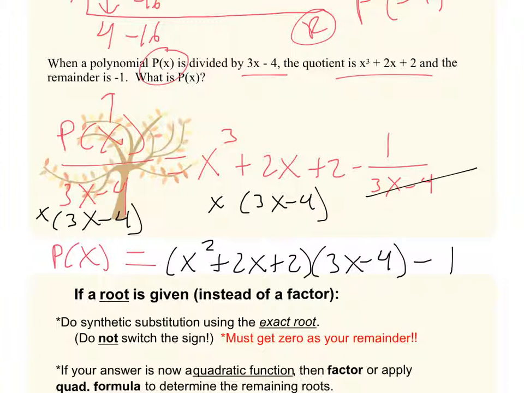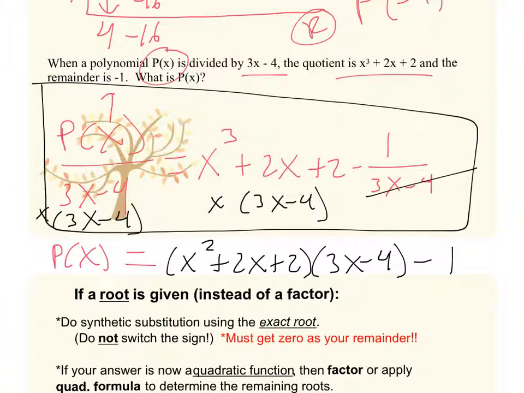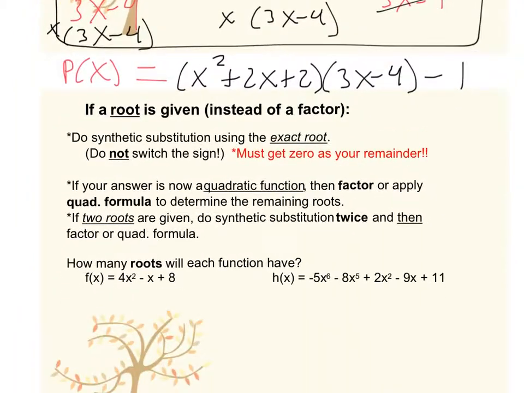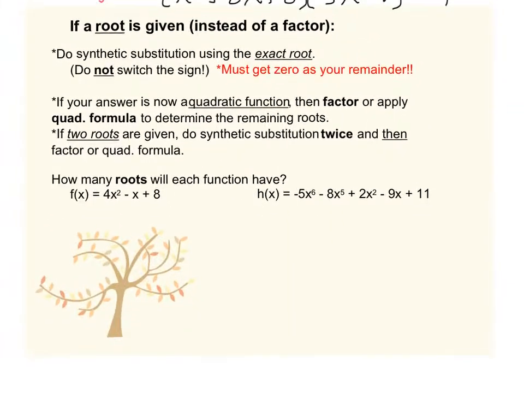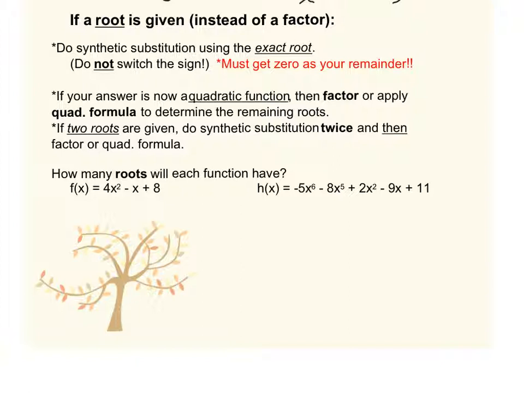To get the standard form of what that polynomial is, we just have a bunch of foiling, a bunch of distributing, and simplifying to do. The key here is to get it set up like this, and that you know to multiply both sides by the divisor. All right, let's get some roots. Let's find some roots.